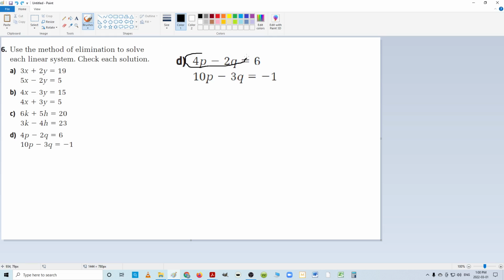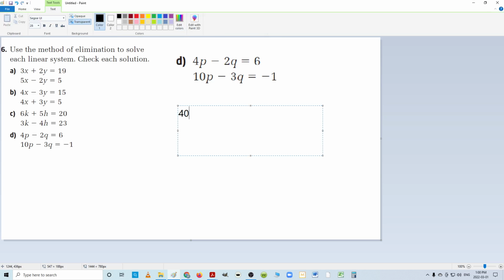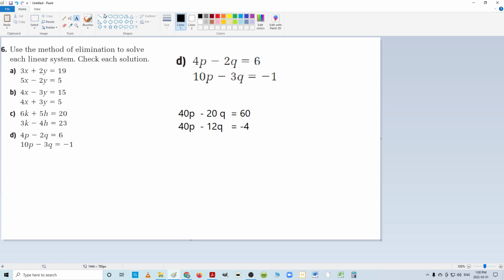If I multiply everything up here by 10, I get 40p minus 20q is equal to 60. If I multiply the bottom line by 4, I get 40p minus 4 minus 12q. And what's 4 times minus 1? Minus 4. Now notice my 40p's match and have the same sign. So I will subtract top and bottom.